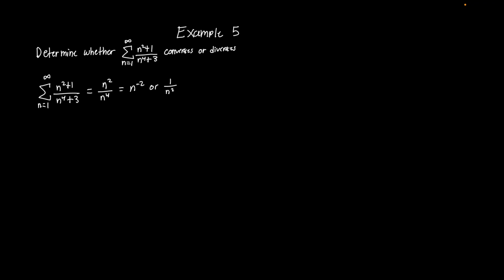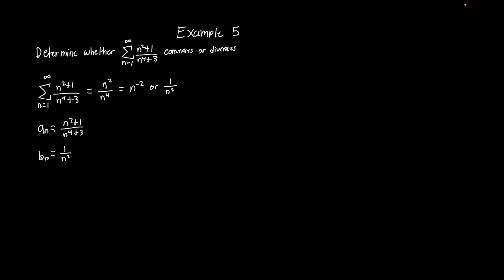So we're going to let our first term, it's always going to be the term that's given: n squared plus 1 over n to the 4th plus 3. Our second term we're going to be comparing this to is just 1 over n squared, because in the long run, this series behaves like 1 over n squared.